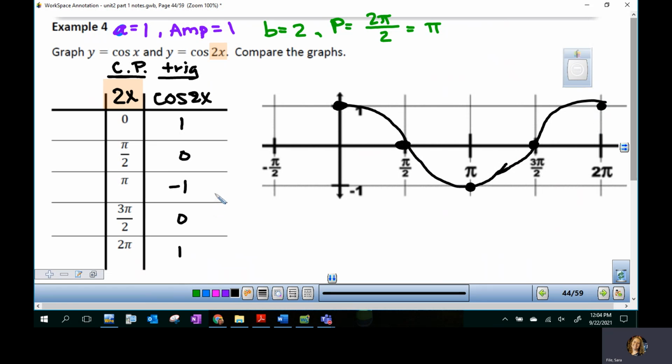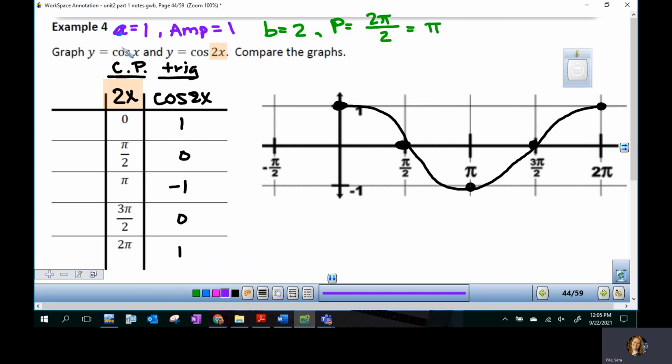Not the best curve. I'm going to try that again. Connect those, try and make it a little smoother, rounded. A little better. All right, so that's the parent function. That's one cycle of cosine.